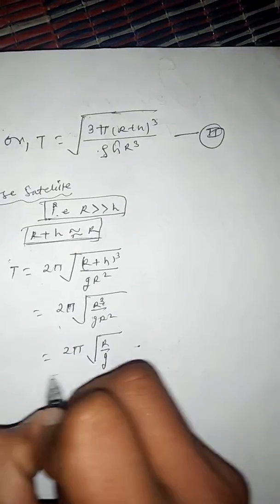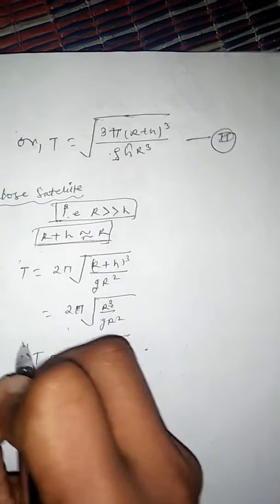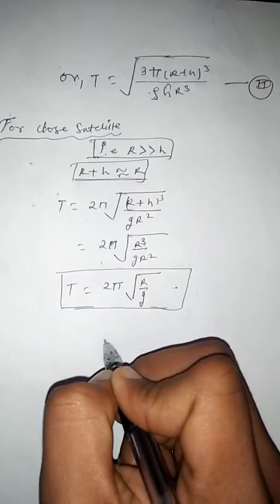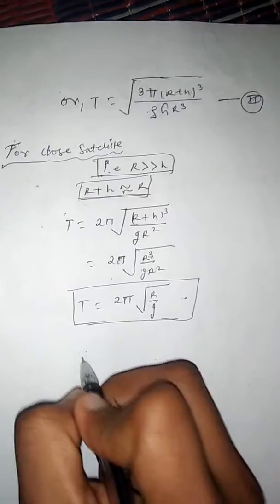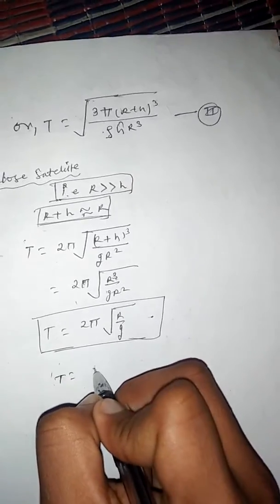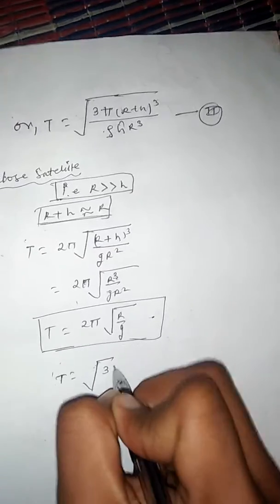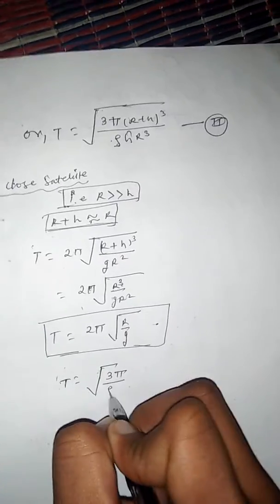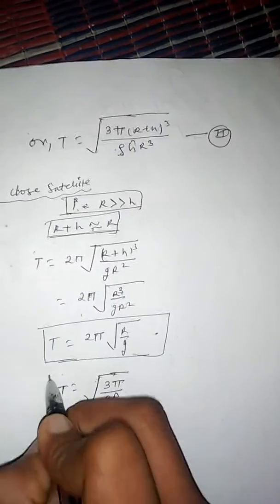This is our new relation of the time period of the satellite, and in terms of the capital G we can also write it as root 3 pi upon rho g. This is our relation.